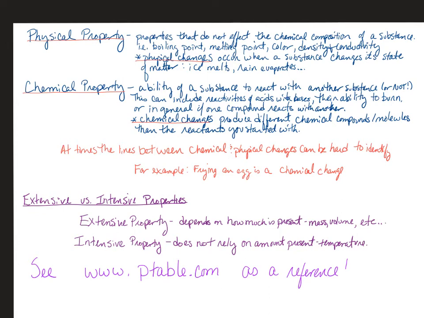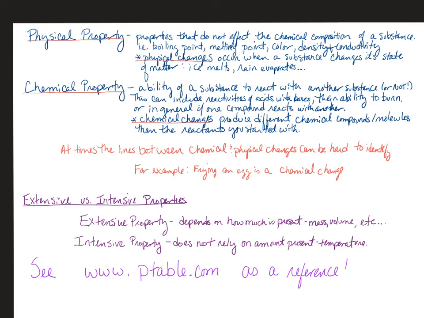Those are different from chemical properties and chemical changes. So a chemical property is the ability of a substance to react with another substance or not. So this could be like acids reacting with bases, how easily something combusts or burns, what reaction happens with this guy versus another. And chemical changes are going to produce different chemical compounds or molecules than the reactants you started with. So there's an actual change of the ratios of those elements.